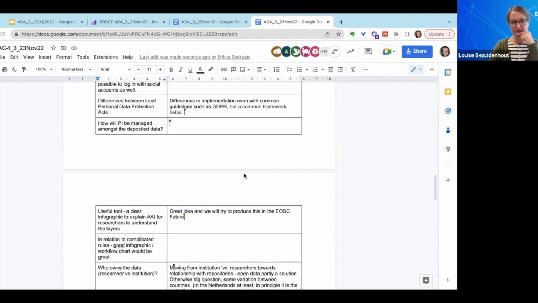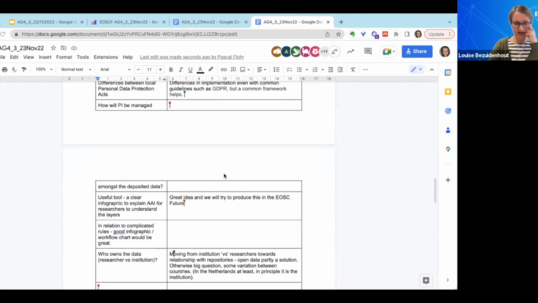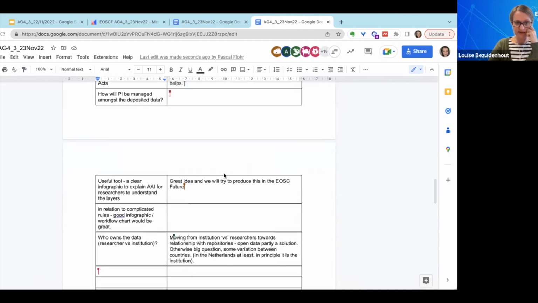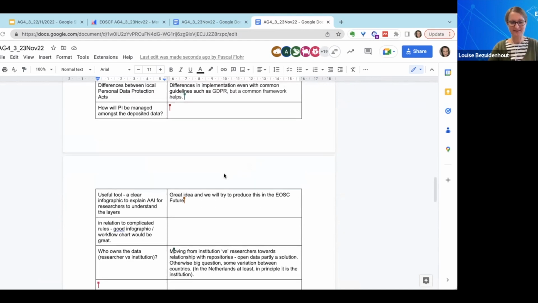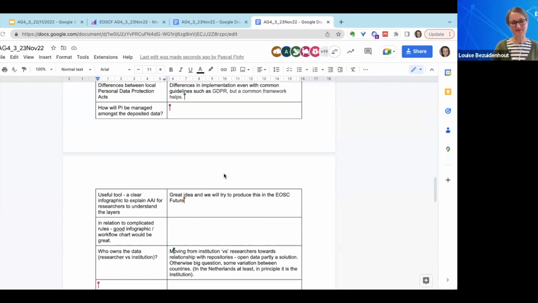Absolutely, it's a great point to raise. Thanks for that. So moving on to the next question, how will PI be managed amongst the positive data? I'm assuming PI would be persistent identifiers, not principal investigators, because we do not know how to manage them. Personal information. Oh, personal information. Okay. How will personal information be managed amongst the positive data?